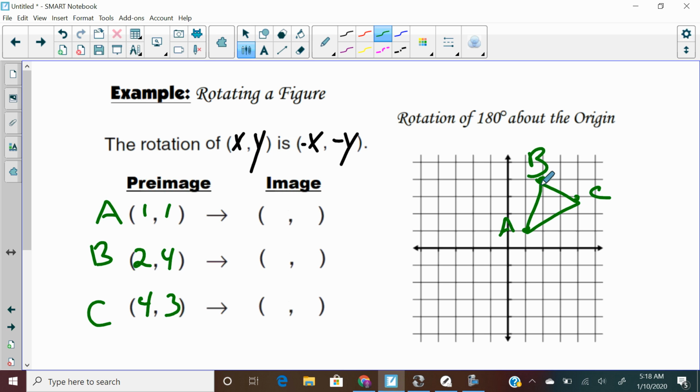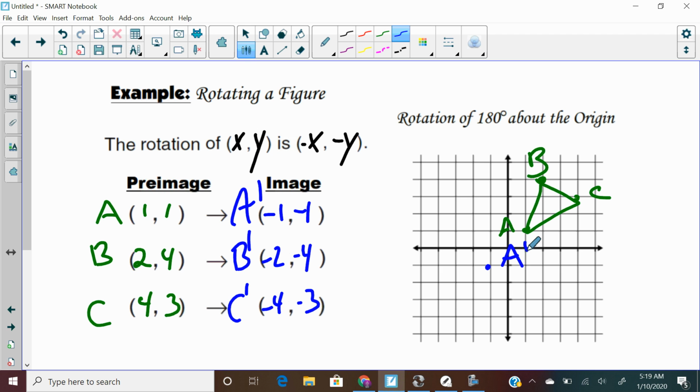My original shape. So my new shape, my A prime, B prime, and C prime, it just becomes the opposite. So it'd be (-1, -1), (-2, -4), and (-4, -3). So the shape rotated around the origin.